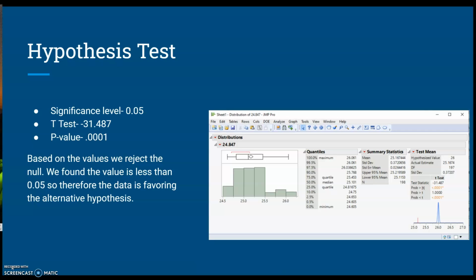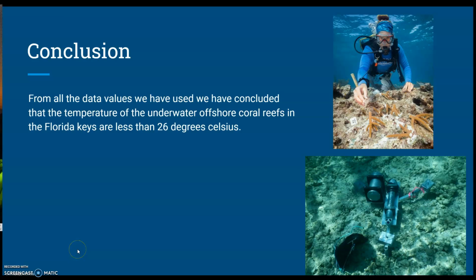And then our p-value was 0.0001. Based on these values, we reject the null. We found that the p-value is less than 0.05, our significance level. Therefore, the data is favoring the alternate hypothesis. From all the data values that we have used, we concluded that the temperature of the underwater offshore coral reefs in the Florida Keys is in fact less than 26 degrees Celsius.